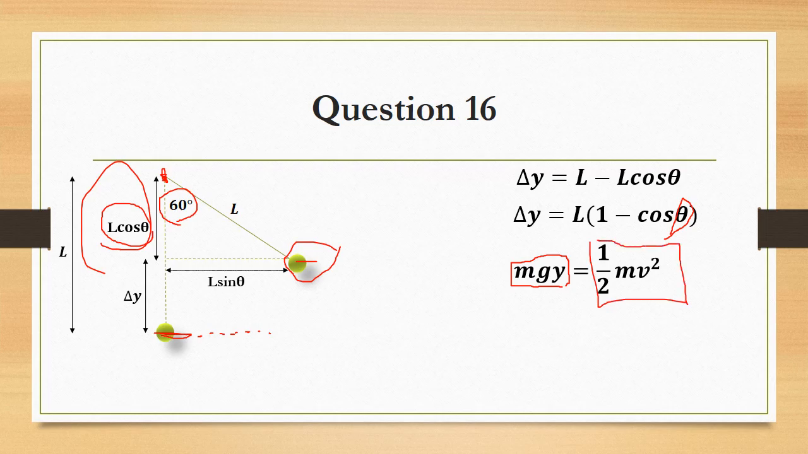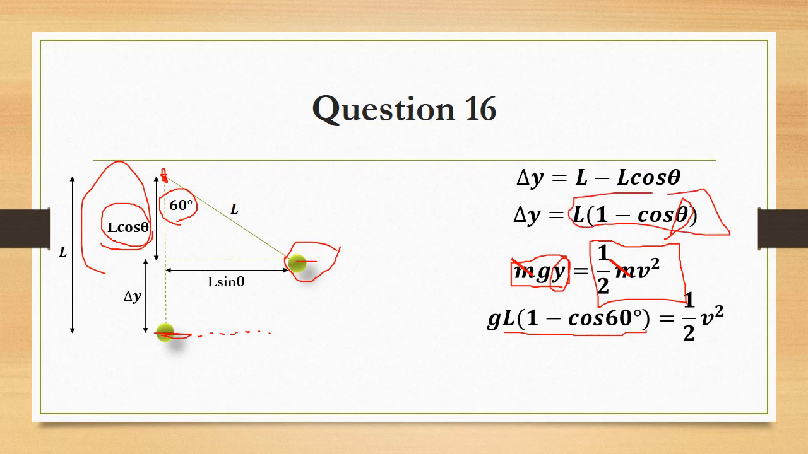But now I can say again, like I started before, the m's cancel out, we lose the m's, and y, the initial vertical height here, is L times 1 minus cosine of 60, and that's just this expression from above. Okay. And then 1/2 v squared is the same thing on the right. I'm going to just now solve this for v. And we end up with the square root of gL.